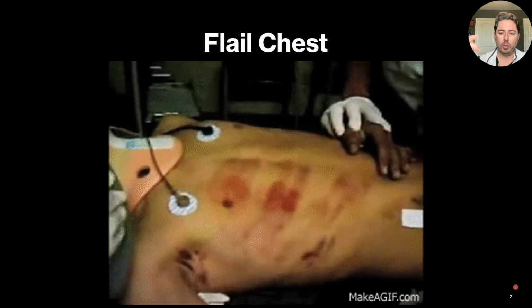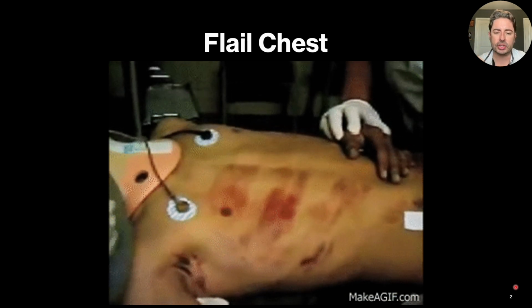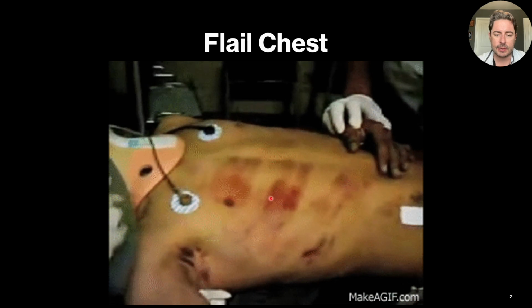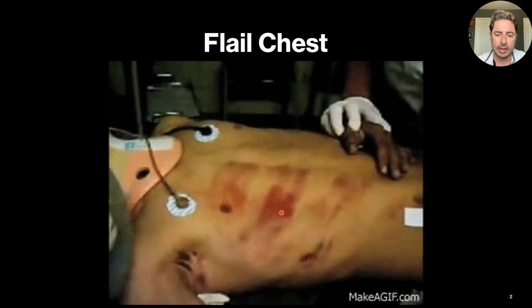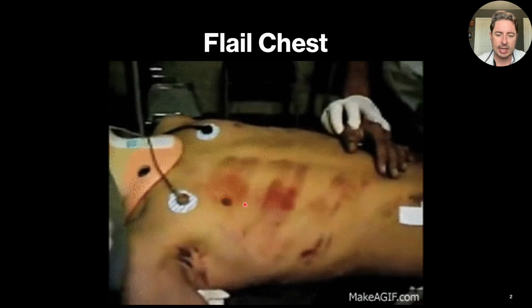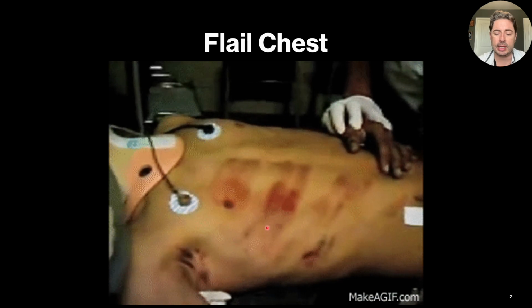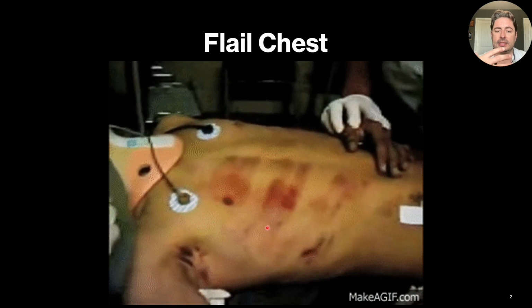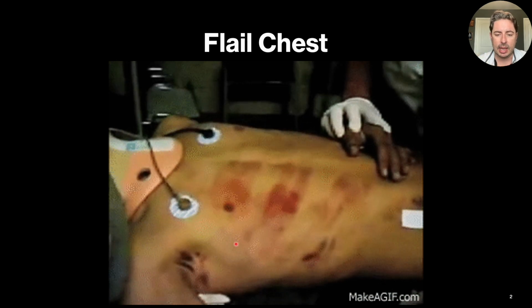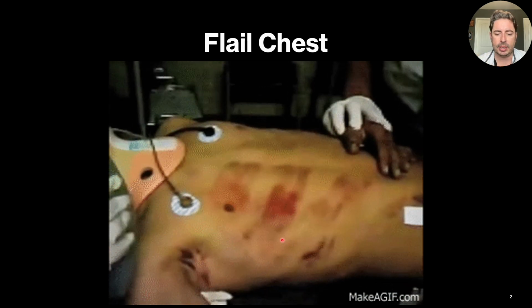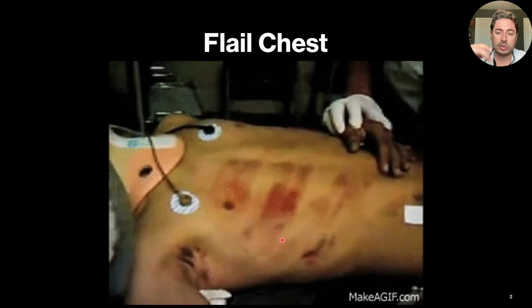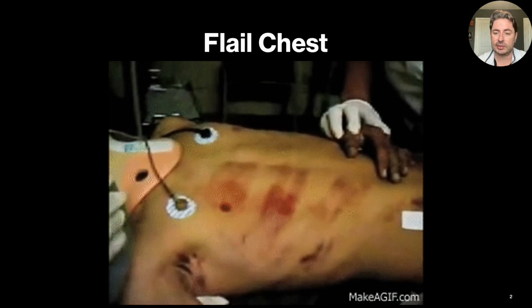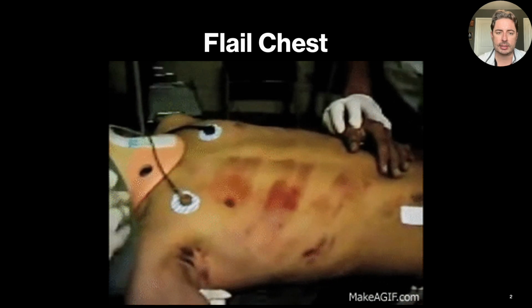But what we have here with flail chest is you can see that there's some paradoxical breathing. You've got the chest sinking in when the patient breathes in, and that's not the way it's supposed to be. When you breathe, your chest is supposed to expand, and this is something that is completely different. So paradoxical breathing is kind of a telltale sign when it comes to flail chest.